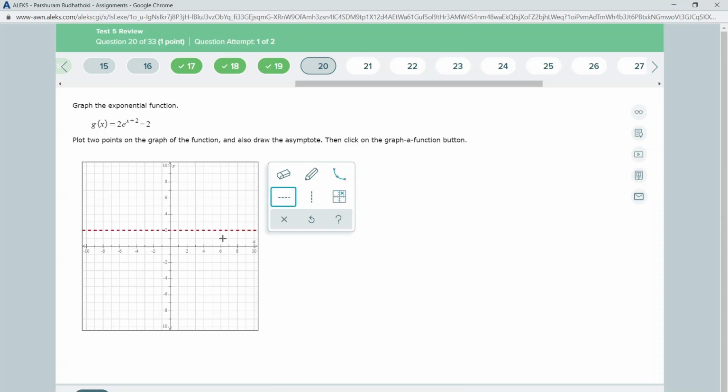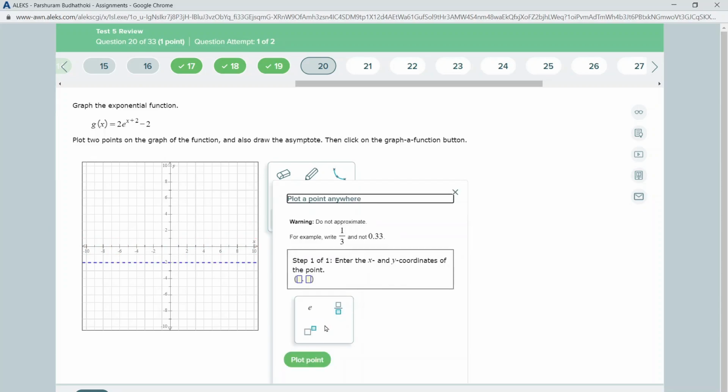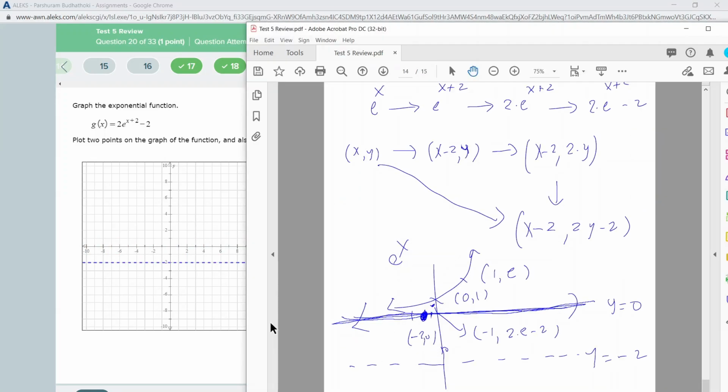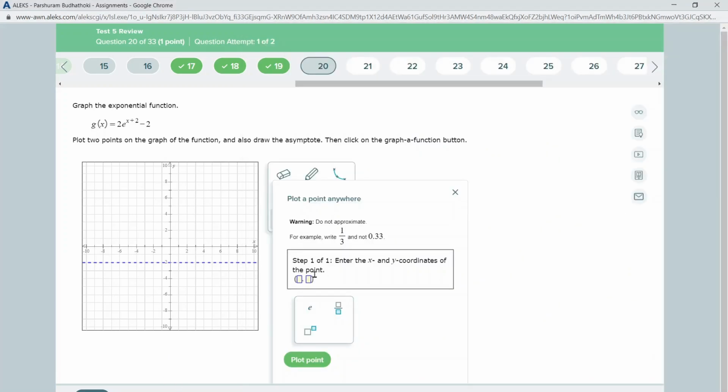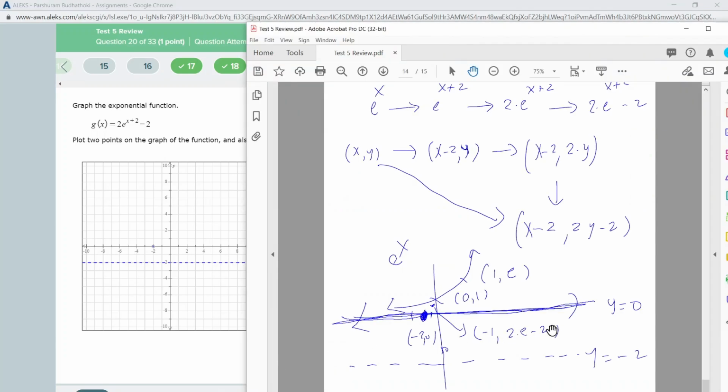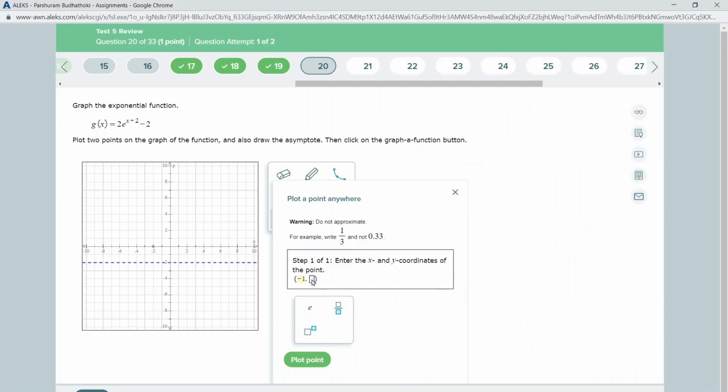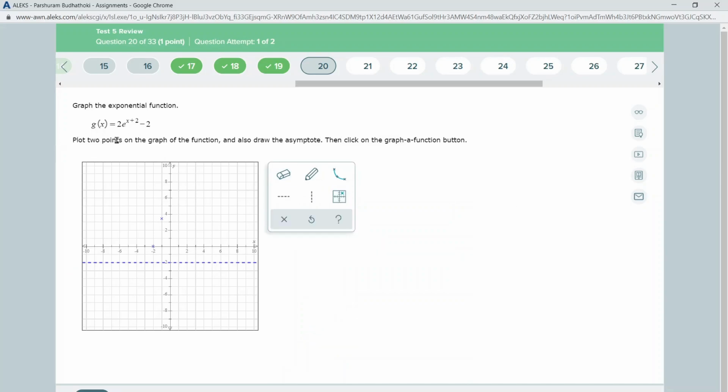Let me just start again. The first point is at -2, the value is 0. So at -2 the value is 0. And at -1 the value, as you can see, is 2 times e minus 2. So we're just going to write down 2 times e minus 2. So e is already given here, so you can see that point is here already. So 2 points are enough. Plot 2 points on the graph of the function and use this curve that will plot the graph.